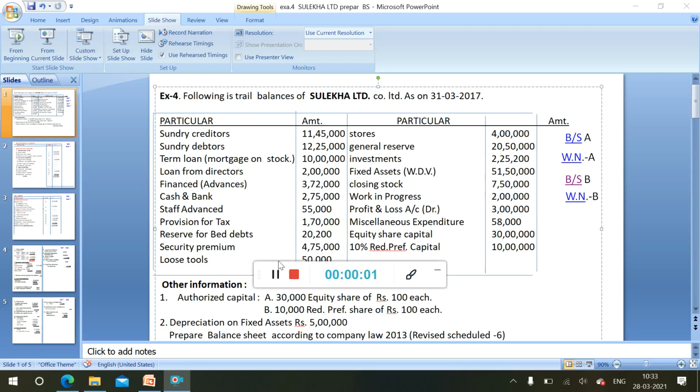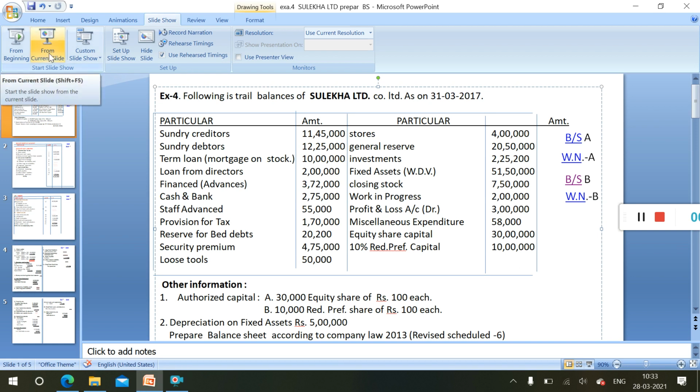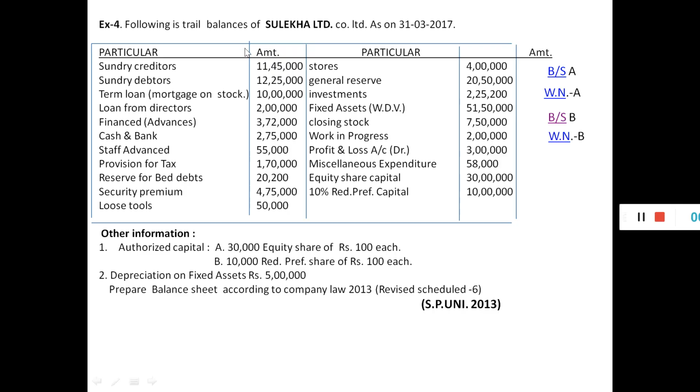Hello friends, today we will learn new examples. In these examples, we have to prepare a balance sheet. Here is the example in front of you. Sulekha Limited, some particulars we have been given in these examples. First of all, we will understand all the examples.